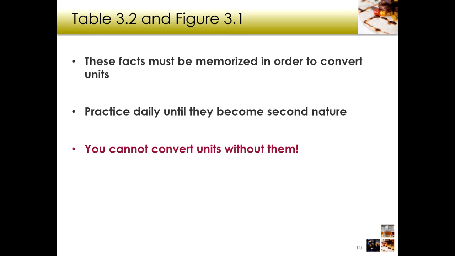And again, you can't convert units without any of those memorized conversion factors, right? The 3 teaspoons equals a tablespoon. The 28.3 grams equals an ounce, right? Okay, that's the end of this slide. And the next slide will be talking about the different methods that we use to convert units.